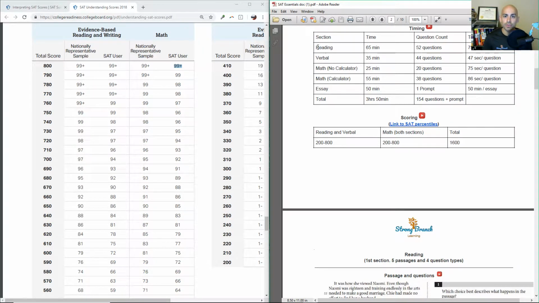The reading and the verbal sections here are combined to give you a 200 to 800 score. So a perfect score would mean that you got 52 questions and the 44 questions both combined together correct. So you gotten all 96 of those questions correct.